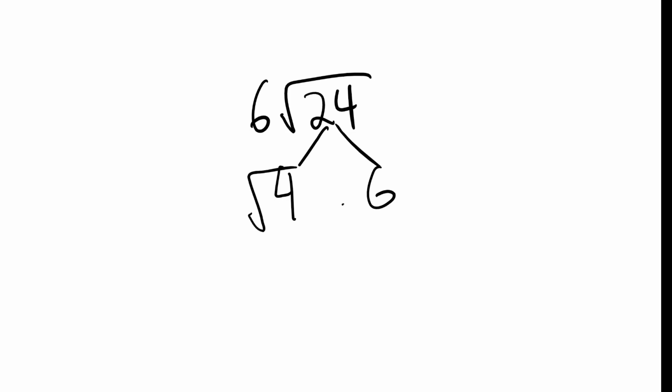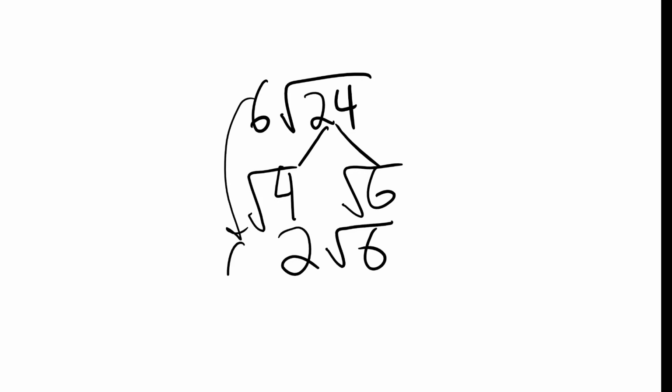Questions that look like this. 6 square root 24. And you're just going to have to figure out what perfect squares go into this. Hint: 4. Multiply square root 4 by square root 6. Square root 4 is 2. And then pull the 6 down. And 6 times 2 is 12. And you get 12 times the square root of 6.